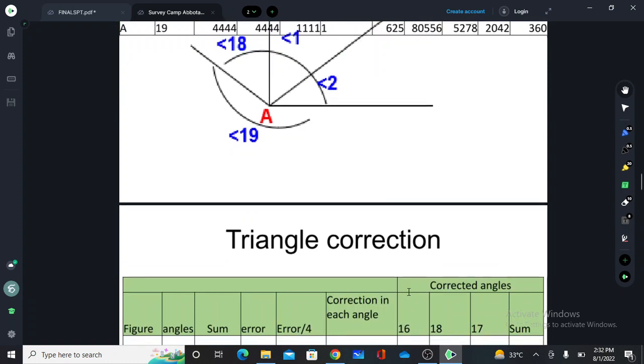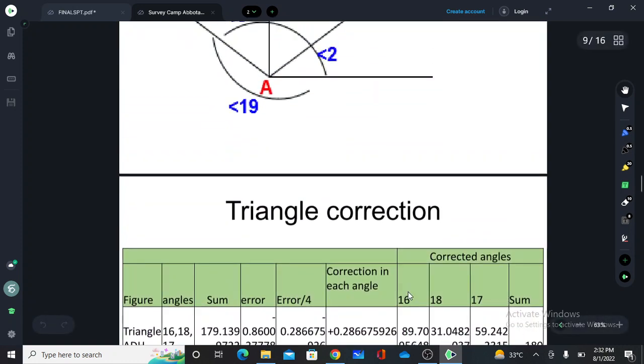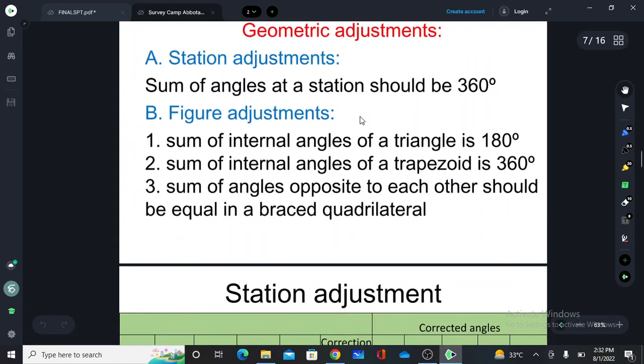After station adjustment we have figure adjustment. In figure adjustment we will first do adjustment for triangle, and then we do adjustment for trapezoid, and then we do adjustment for brace quadrilateral. So 3 adjustments we will do in figure adjustment.